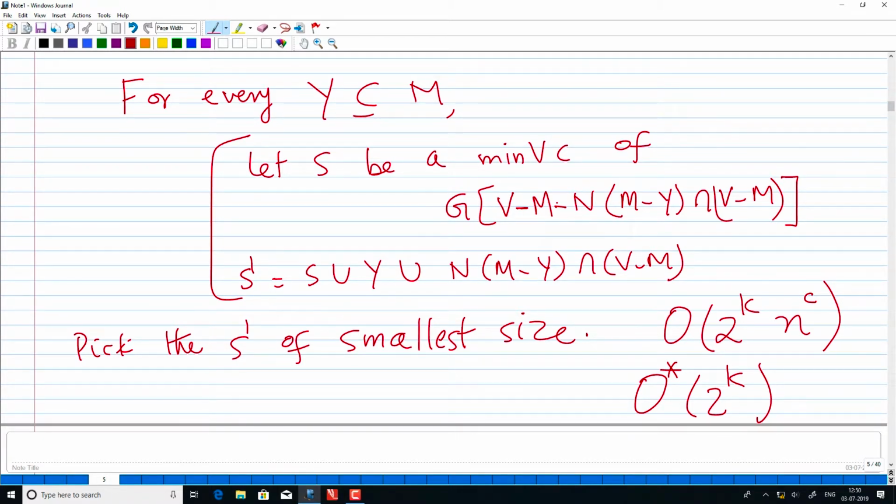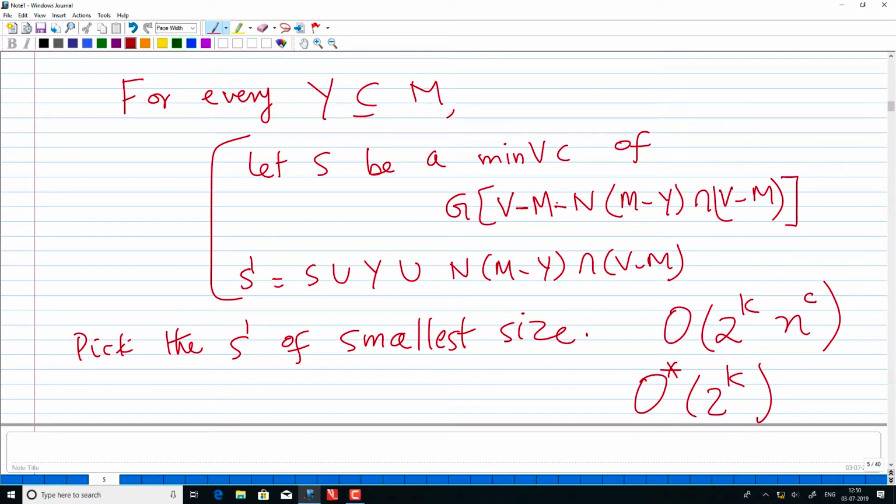So from V, I am deleting m, and I am also deleting neighborhood of m minus y. And what I have is a forest. In that, I am trying to find a minimum vertex cover and add it to my y and add to the neighborhood. And so the 2 power k comes because I am trying all possible subsets of the modulator. And the modulator size, I assumed it to be k. Okay. So here really, I'm exploiting the fact that this k is.